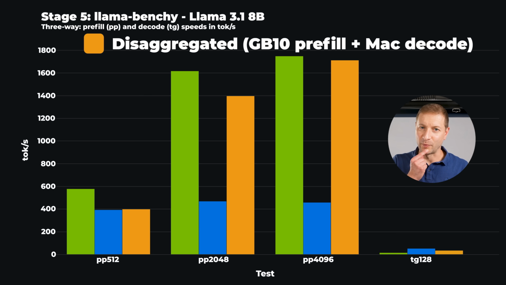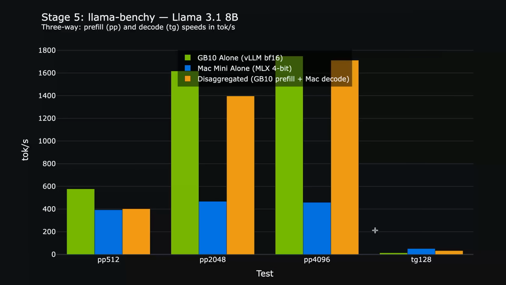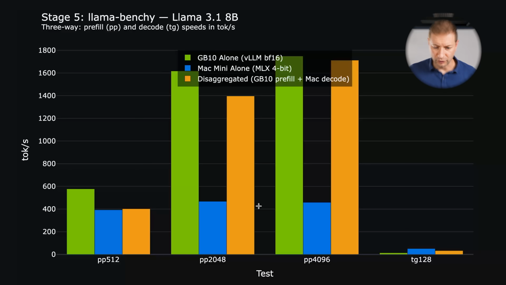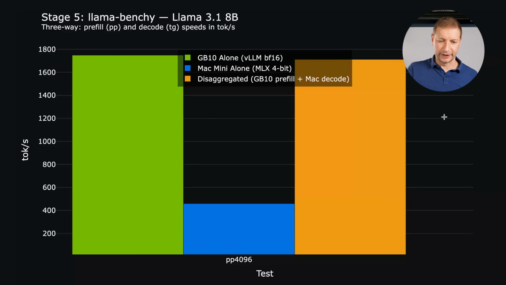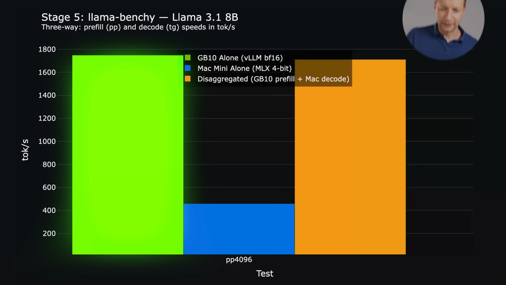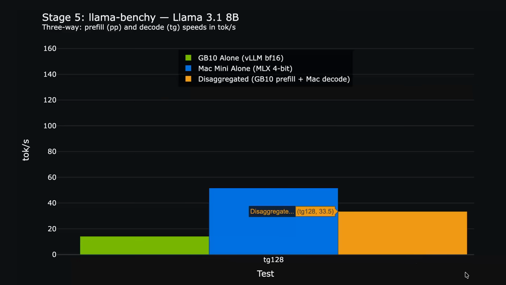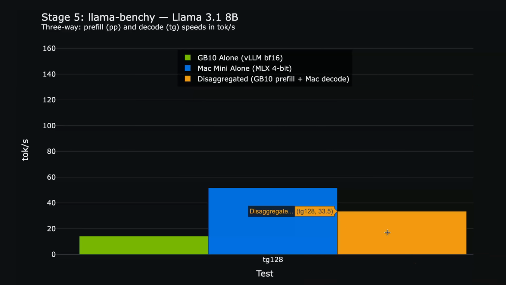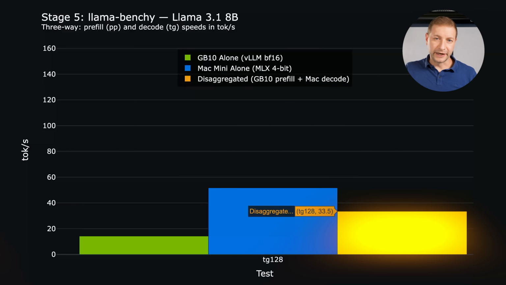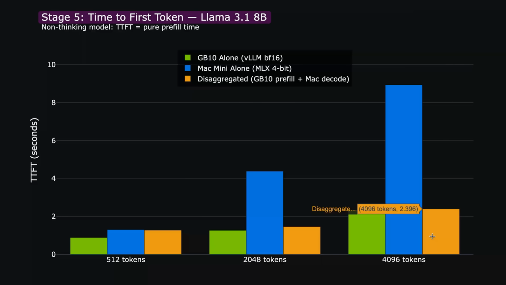Okay, we're getting somewhere. Where are we getting? I don't know, but we're getting somewhere. Especially when you don't look at these individually, because you can say, oh, what's the point of this? If you look at PP4096, for example, you just say, well, just run it on the Spark, right? Well, then you take a look at the token generation and see that it's actually faster and disaggregated. We're getting somewhere. Now, time to first token.